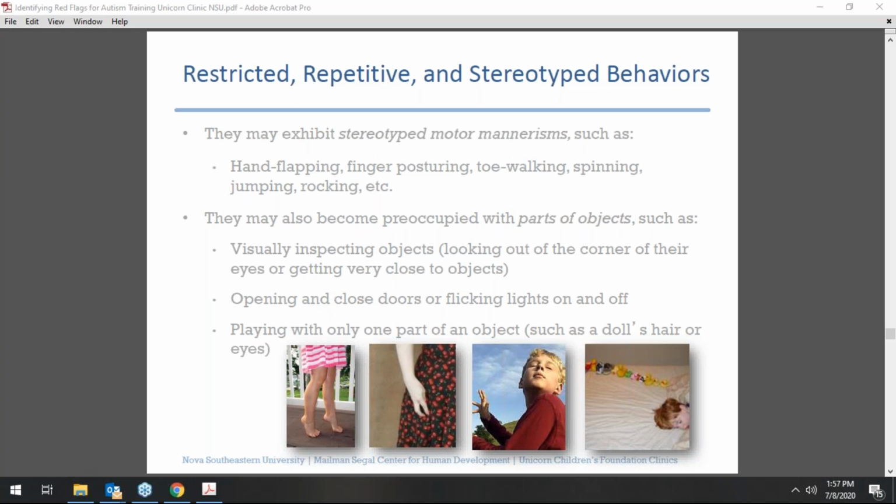They might just engage in repetitive behaviors like opening and closing the doors, flicking lights on and off. And when they're playing with objects, maybe a doll, they might just play with the doll's hair, or flicker the baby doll's eyes on and off repetitively. So that's definitely something we want to look at. How is it that they're playing with toys? It's very interesting and you want to keep an eye on it, of course.